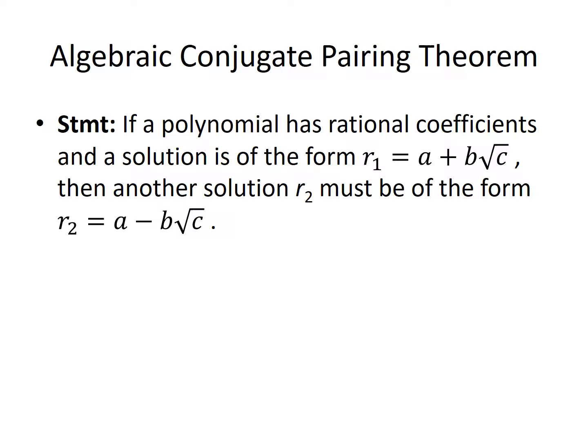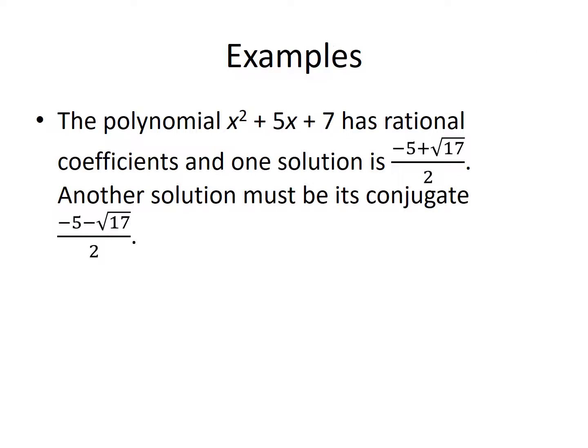And we also see that we are dealing with a plus b times square root c and a minus b times square root c. So we have these algebraic conjugates forming pairs of solutions. Let's see an example. The polynomial x squared plus 5x plus 7 has rational coefficients, and one solution is negative 5 plus root 17 over 2. Another solution must be its conjugate, negative 5 minus root 17 over 2. And I invite you to check these solutions by using the quadratic formula.